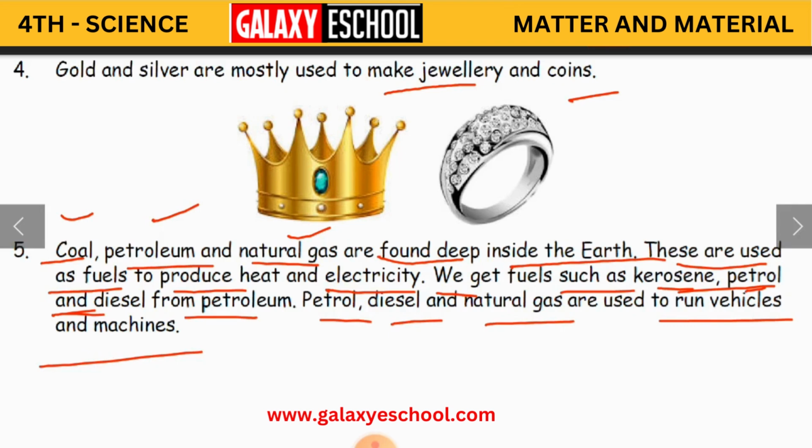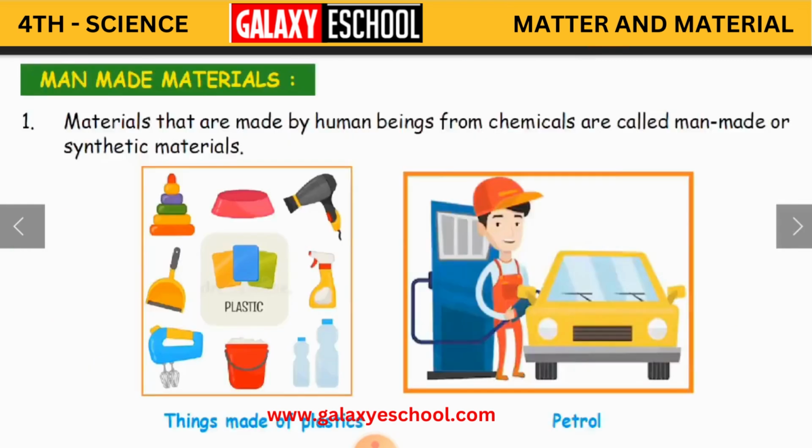So that is why, children, these materials which are available deep inside the earth are also very useful for us. They are producing heat and electricity, and we are going to use them in our kitchens, to run the vehicles and also the machines. And these are the materials which are available from the earth, children. Clear, children?